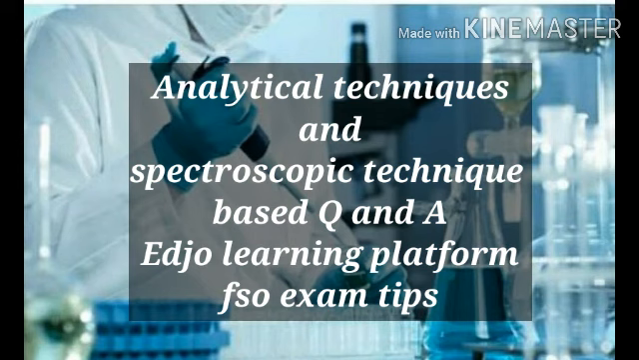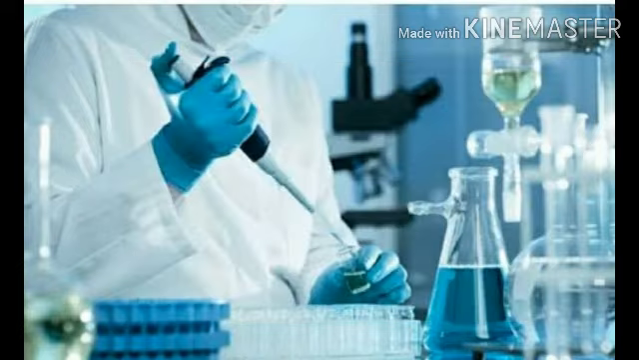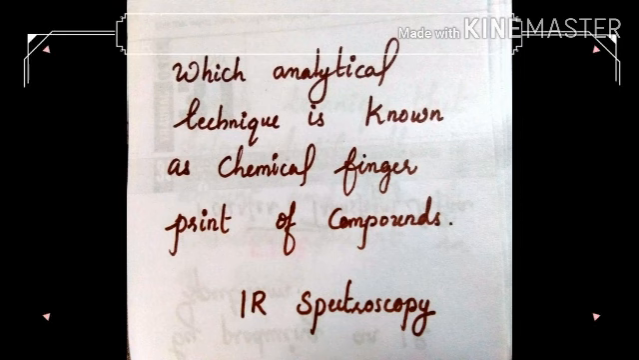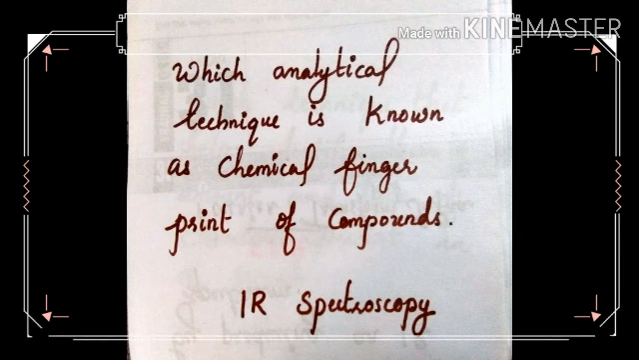Today we are discussing analytical techniques and spectroscopic technique based Q&A. It is very useful for FSO exam. So let's begin. Which analytical technique is known as chemical fingerprint of compound? That is IR spectroscopy, infrared spectroscopy. Once again, which analytical technique is known as chemical fingerprint of compound? Answer is IR spectroscopy.